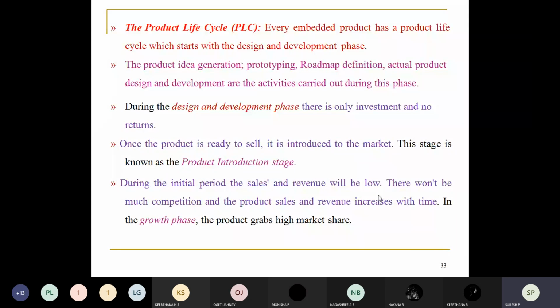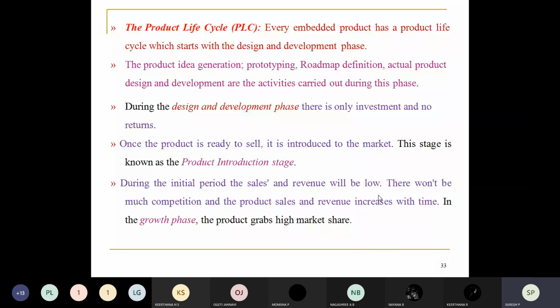In your software development life cycle, as you have seen, there are several stages which you have already studied. Similar to that, you are going to develop the product here. This product is nothing but the embedded product. So even the embedded product will have its own product life cycle. The product life cycle starts with the basics of your design and development phase.